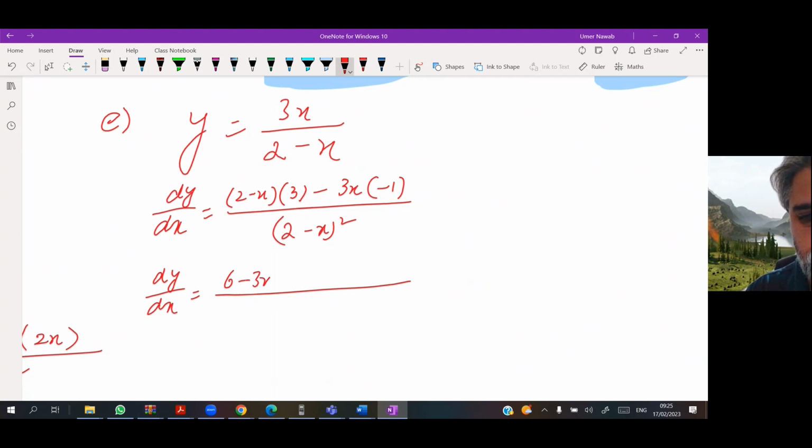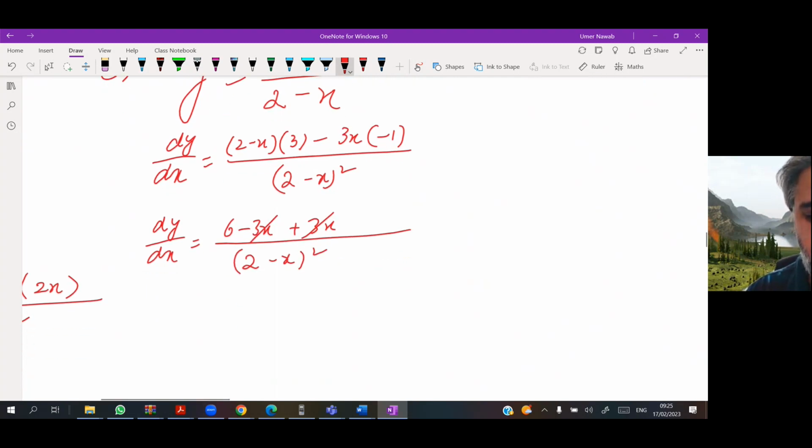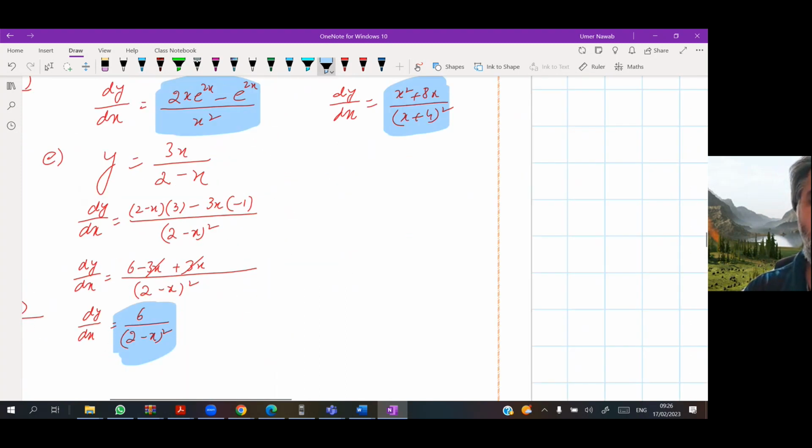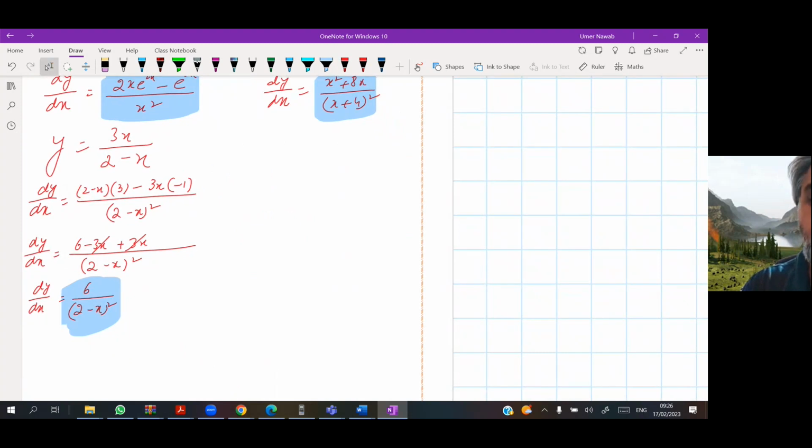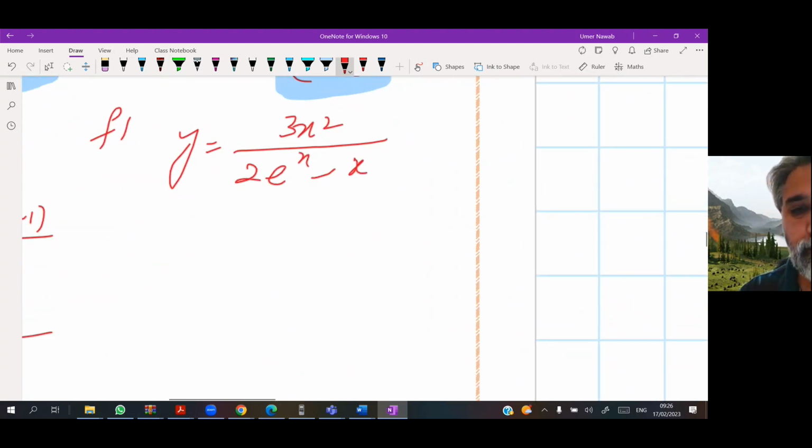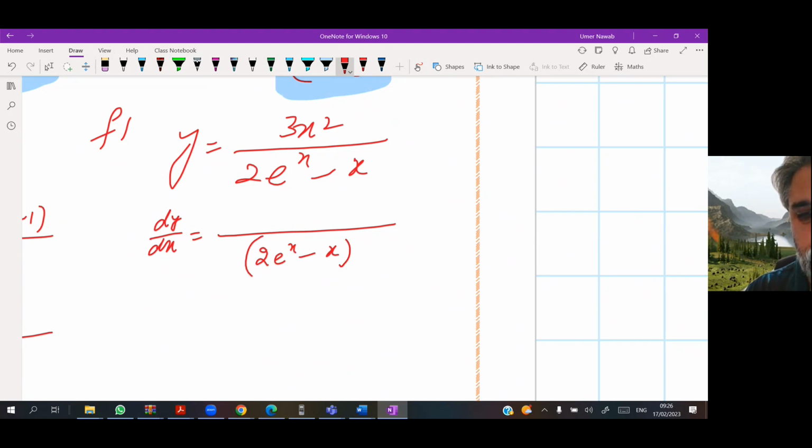On the brackets. Minus 3x times minus 1 is plus 3x. That's the final answer. F part. Under the square.